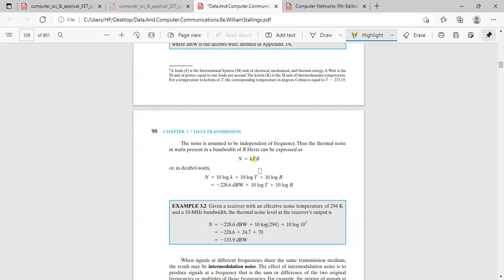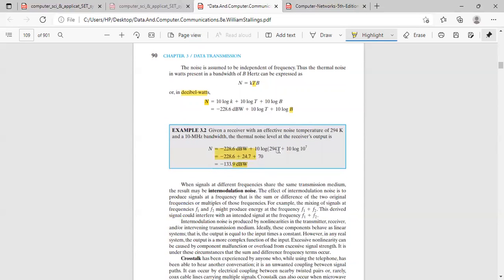If they ask you to express this in decibel watts, you have to take the log value and then multiply by 10. So it is 10 log K plus 10 log T plus 10 log B. This is the formula for computing the thermal noise in terms of decibel watts.